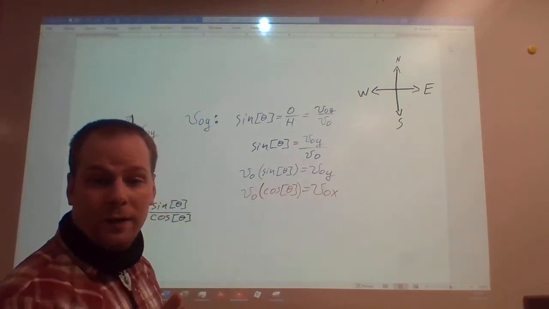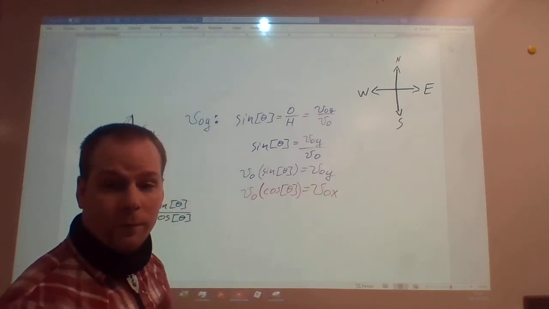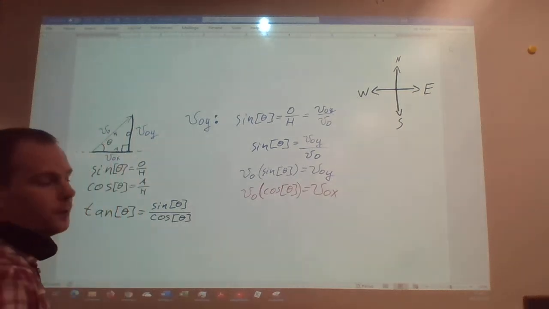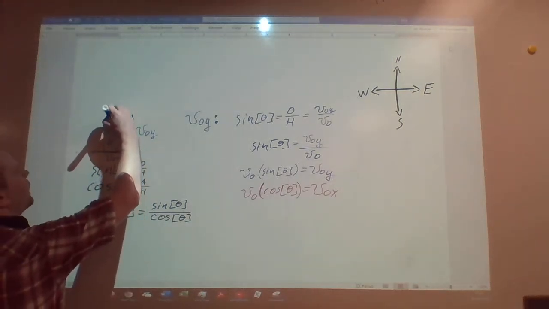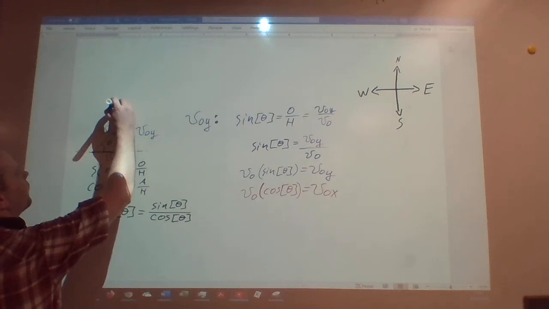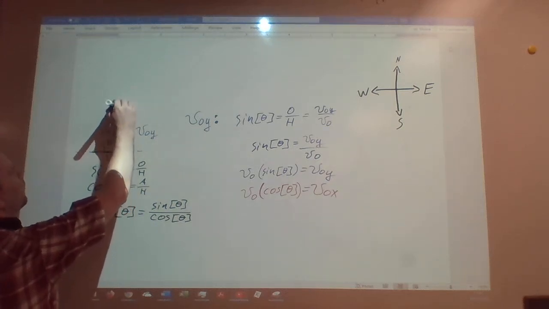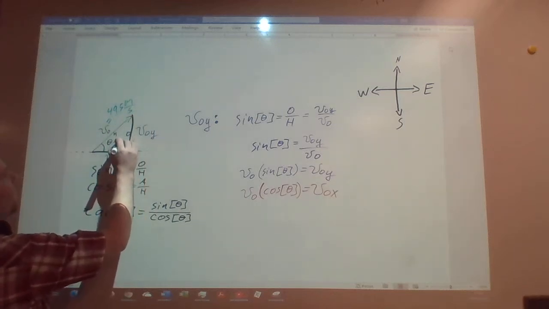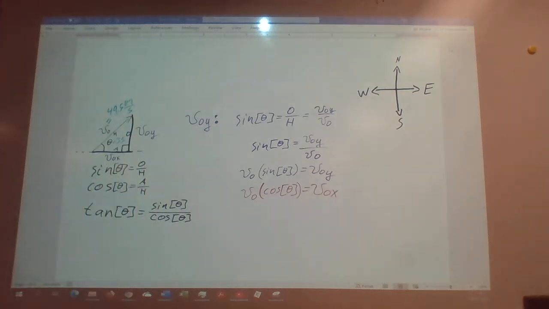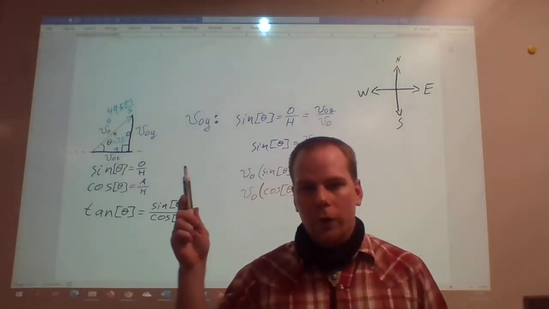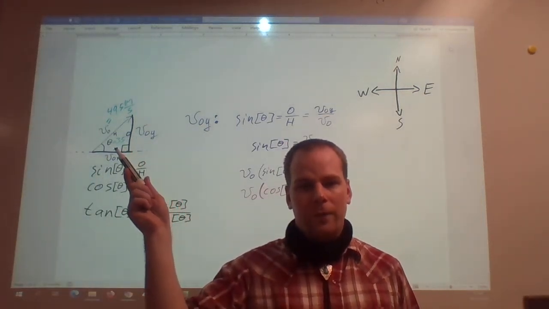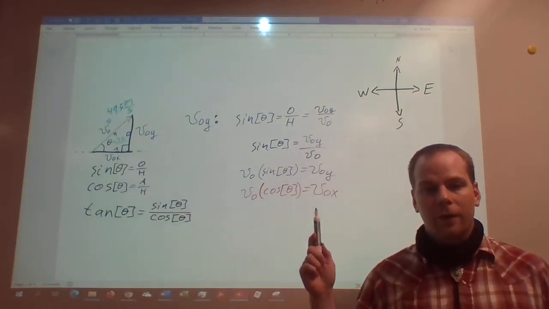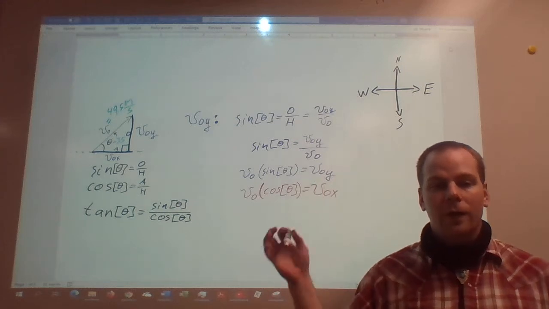So calculate v naught x and v naught y. Follow sig fig rules. If I tell you that v naught is 49.5 meters per second and theta is 35, using this angle 35 and this initial velocity 49.5, calculate v naught x and v naught y.